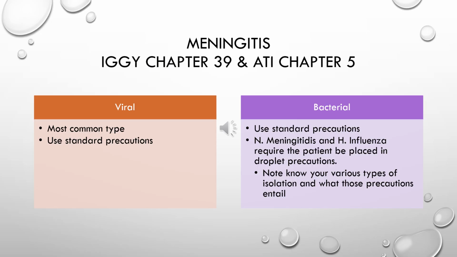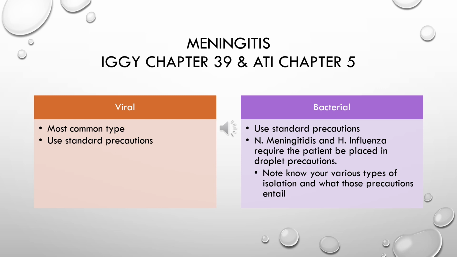Okay, now we're going to change gears a little bit. We're going to get away from head trauma and go into meningitis. Meningitis is just what it says. It's inflammation of the meninges. And it is most commonly caused by a viral infection. If you have viral meningitis, you just have to use basic standard precautions. This can be found in your EEG book, as well as in Chapter 5 of your ATI.